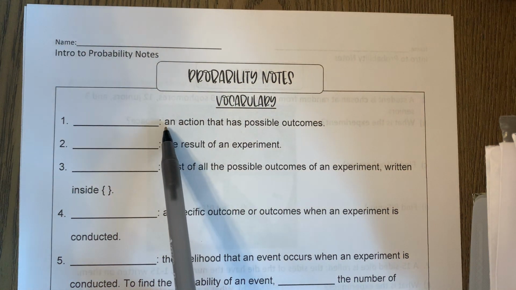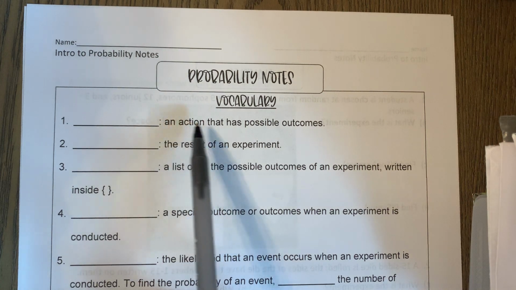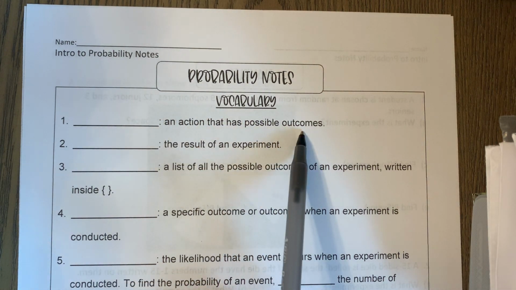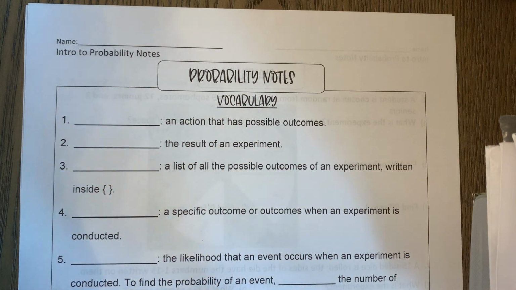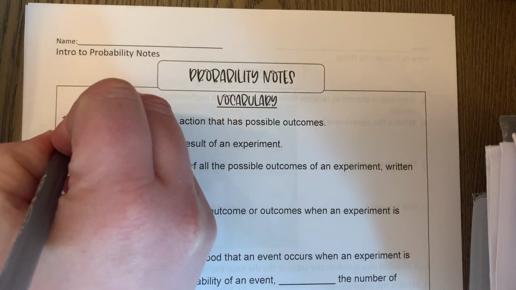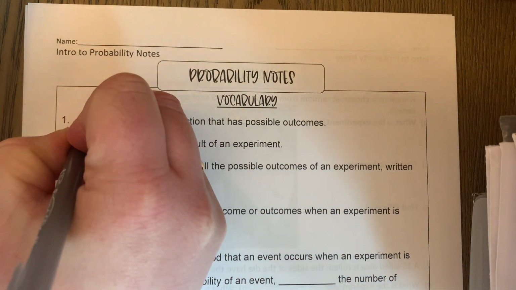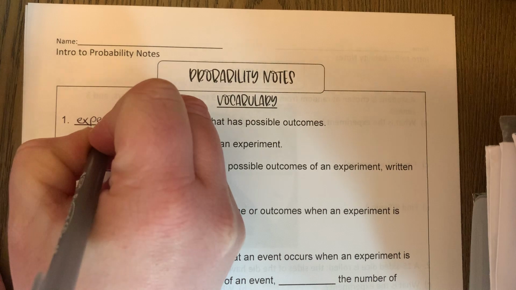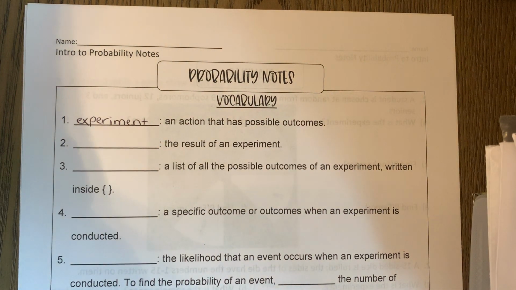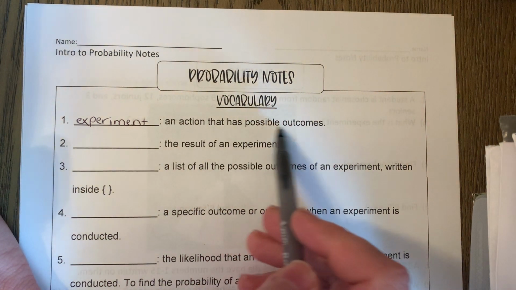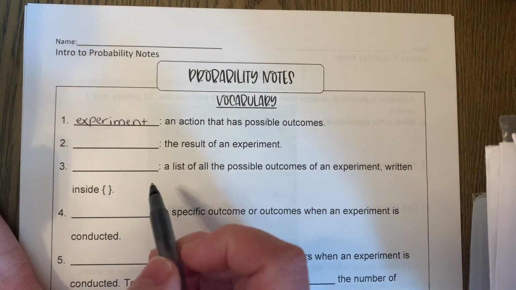The first vocab word is an action that has possible outcomes. So you're doing something and something else is going to happen. This is what we call an experiment. Just like in science, when you're conducting an experiment, something's going to happen. That's what is meant by possible outcomes.